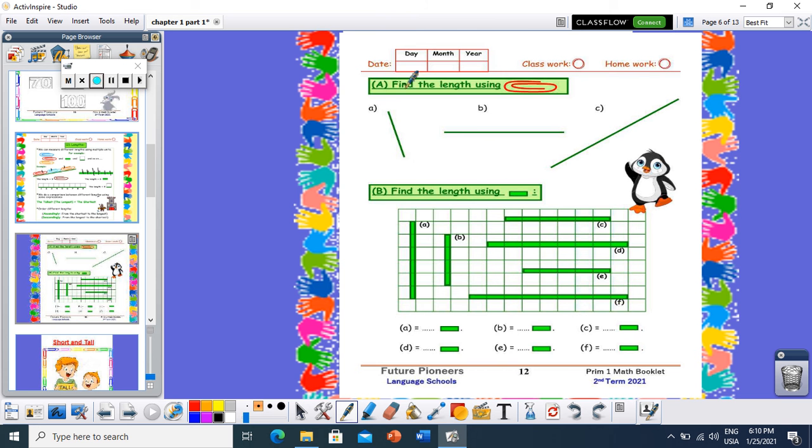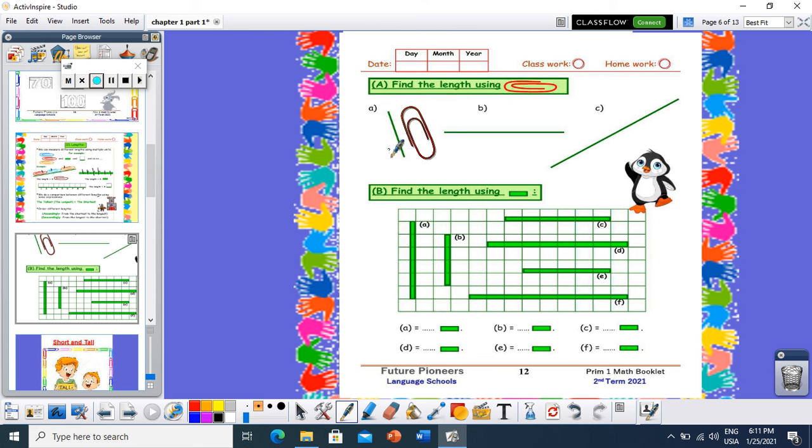Okay, find the length using the pen. Let's see the first one, number A. What can you see here? I can see a short straight line. So guess with me, how many pens are needed to measure this straight line? I think I need 1 pen. Excellent. So this straight line needs 1 pen.